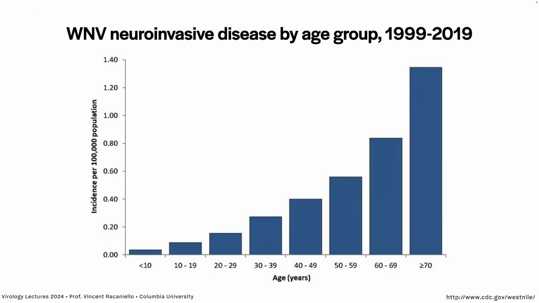And the age also controls whether you have neuroinvasive disease or not. So this is incidence of neuroinvasive disease per 100,000 population. You can see it's very low at young ages, and then it increases with increasing age, and it's highest over 70 years of age. So a typical picture of how old age is a very highly associated factor for severe disease.